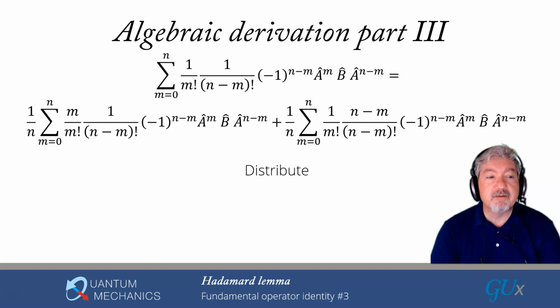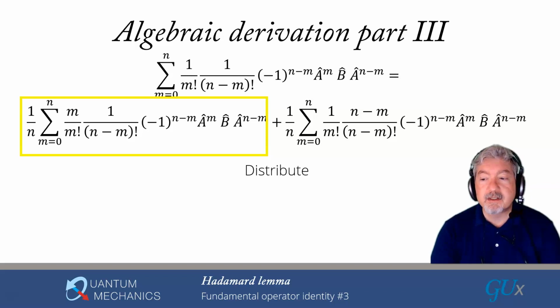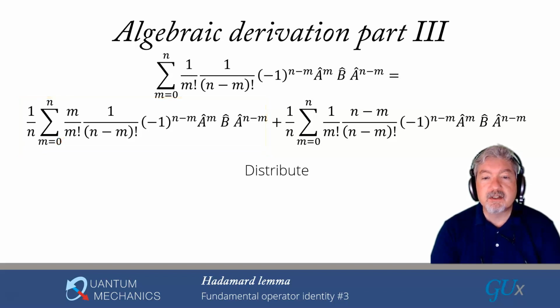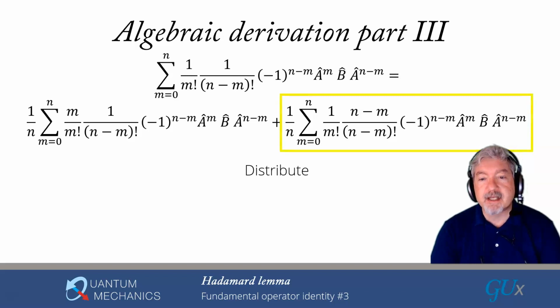Now, let's look carefully at the term on the left. When m equals 0, that term is 0 because it's multiplied by m. So I can actually replace the m equals 0 by m equals 1. Let's look at the term on the right-hand side. There, when m is equal to n, that numerator term, n minus m, is equal to 0. And so I can replace that limit by n minus 1.